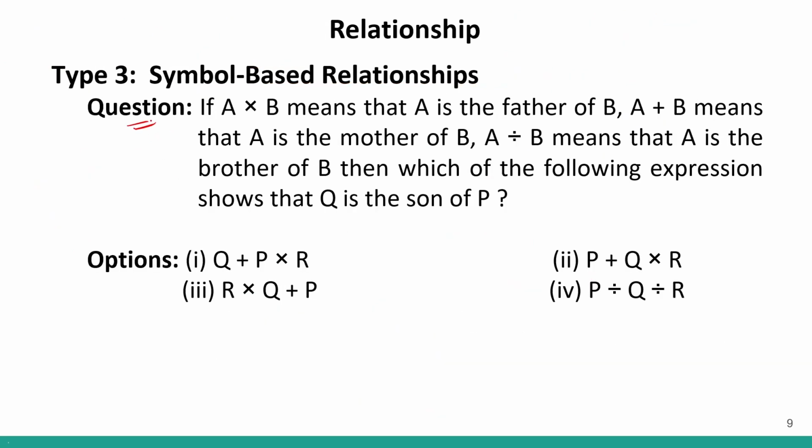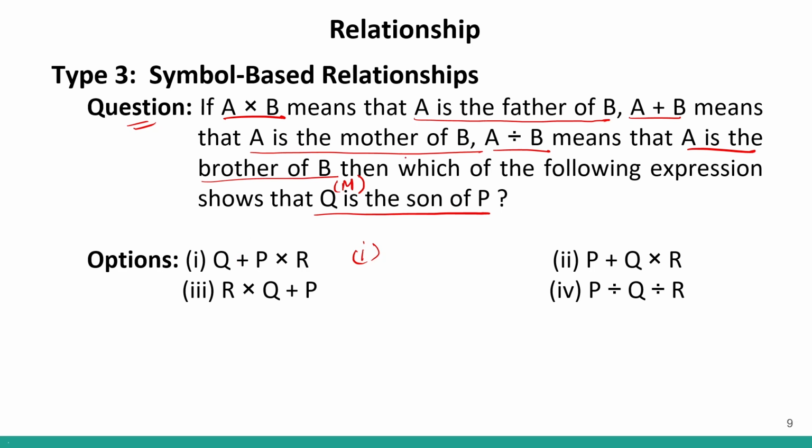Now, symbol based relationship. So the concept of coding and decoding plus blood relations. A into B denotes that A is the father of B. A plus B denotes that A is the mother of B. And similarly, A divided B denotes that A is the brother of B. Then, which of the following expression shows that Q is the son of P? So, whenever we get questions like this, first thing would be to draw a family chart, right? We will draw a family chart starting from each option. First option says Q plus P. Now, we have to find out that Q is the son. That means Q has to be male.